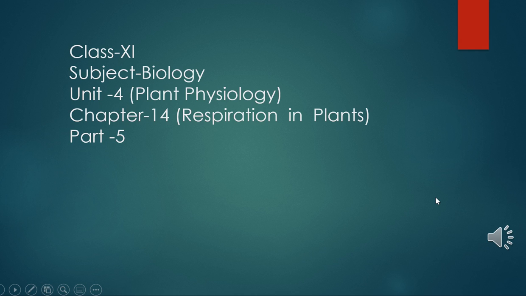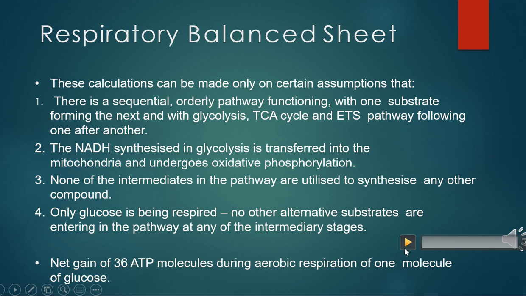Students, so you all know that our chapter is respiration in plants and the unit is plant physiology. Today we'll study the respiratory balance sheet and calculate the net gain of ATP for every glucose molecule oxidized. Then we'll study the amphibolic pathway and respiratory quotient. First of all, let's study the respiratory balance sheet.